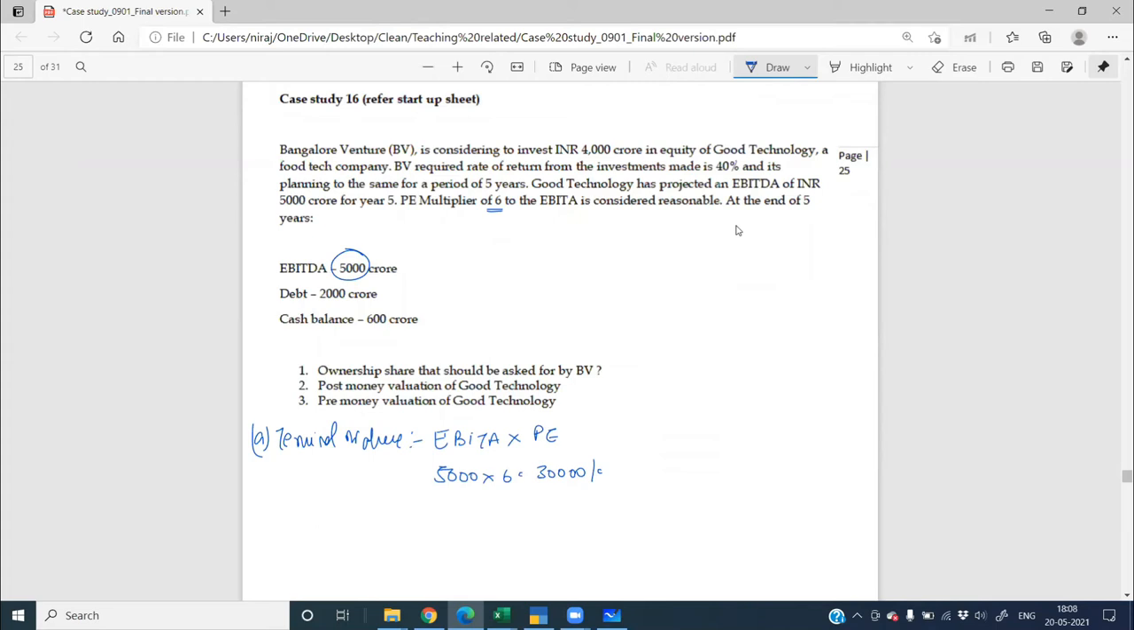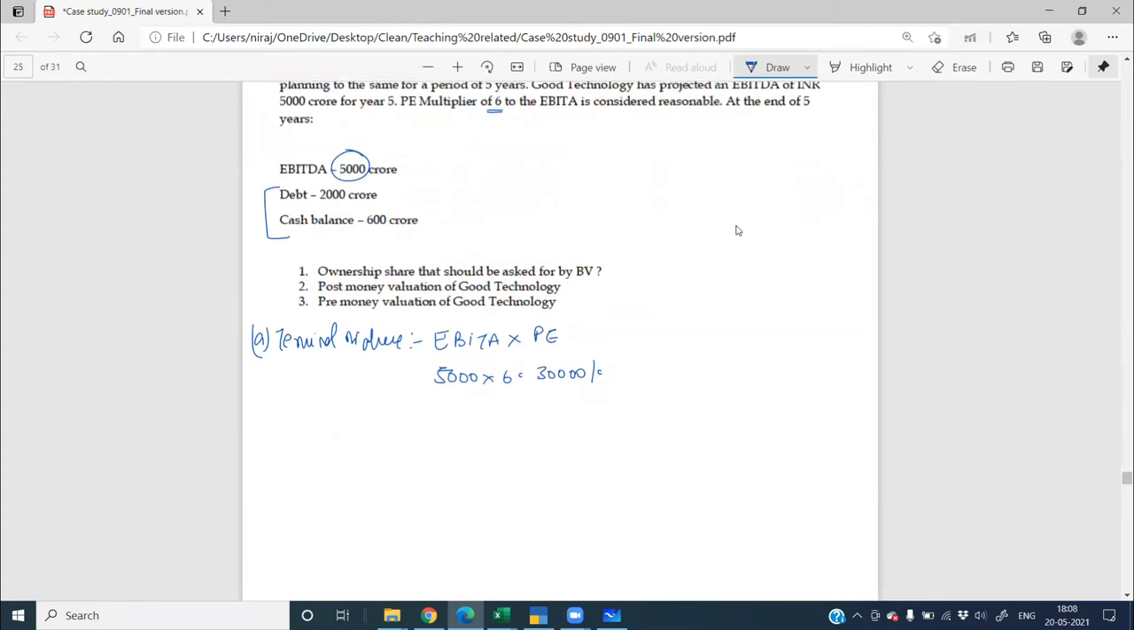But they have told us that the company has a debt of 2,000 and cash balance of 600. So we will have to adjust this with it. How do you calculate the adjusted terminal value? Your adjusted terminal value will be 30,000 plus your cash balance of 600 minus your debt of rupees 2,000. What you are trying to calculate is, if the company pays off its debts today, then what is the remaining cash balance that the company will have for its terminal value? So the answer will come as 30,000 plus 600 minus 2,000, 28,600 is my terminal value.